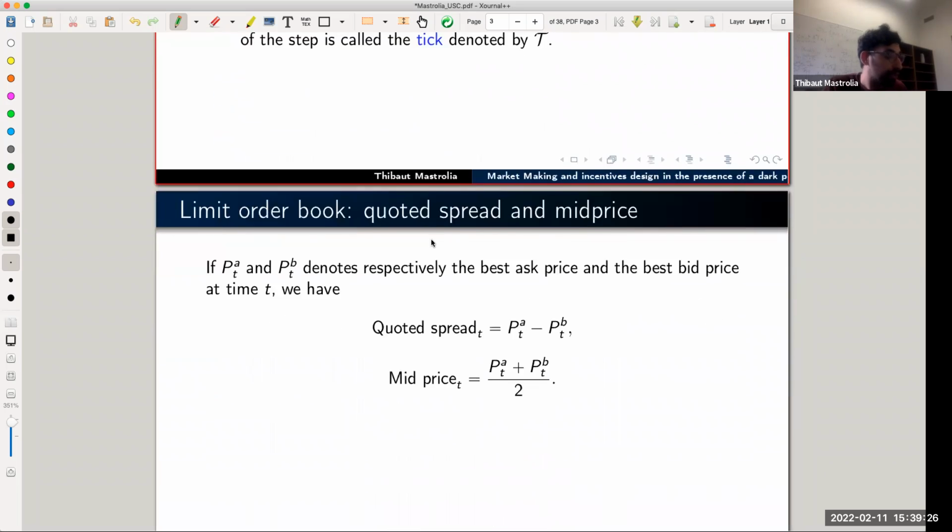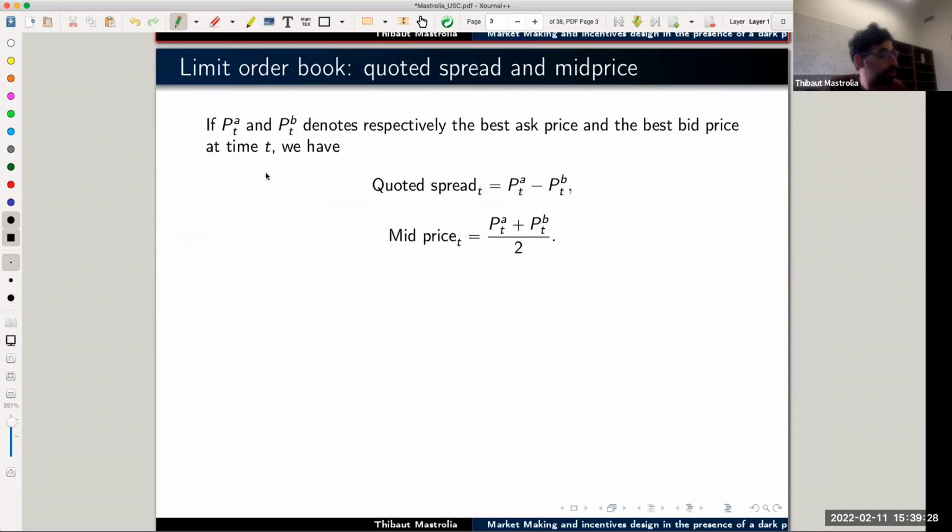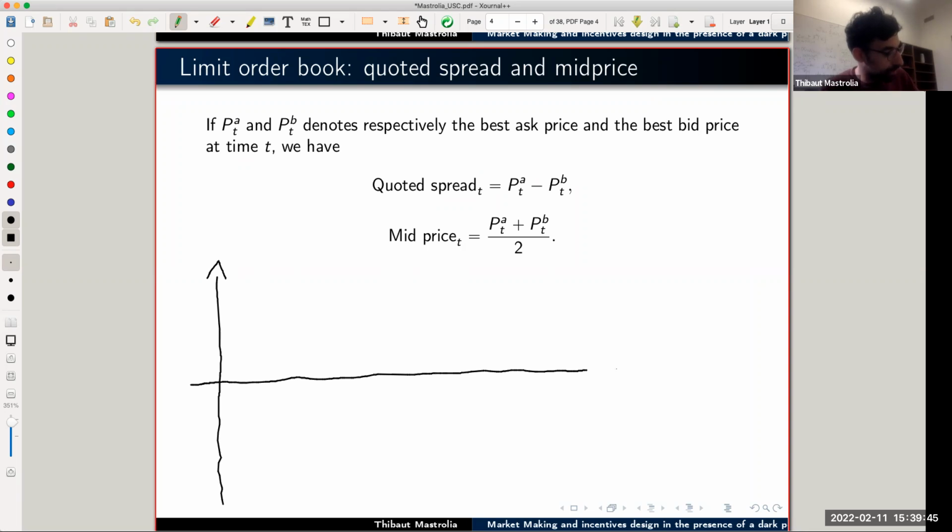Okay, so just for the notation, the first notation that I will use: I will denote by PA and PB the best ask price and the best bid price at time t. Just to do a graph, I don't know if everybody is familiar with limit order books, so it's time to do a graph. Let's say here you have, for example, the price, which is recorded. I will consider the bid side of the market.